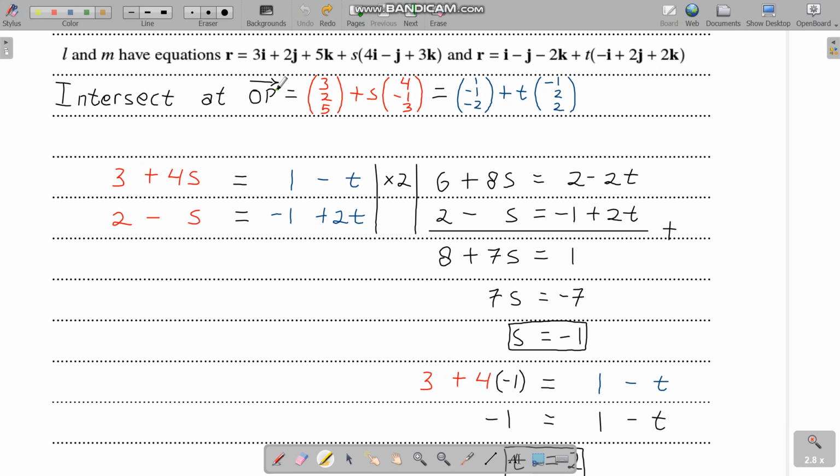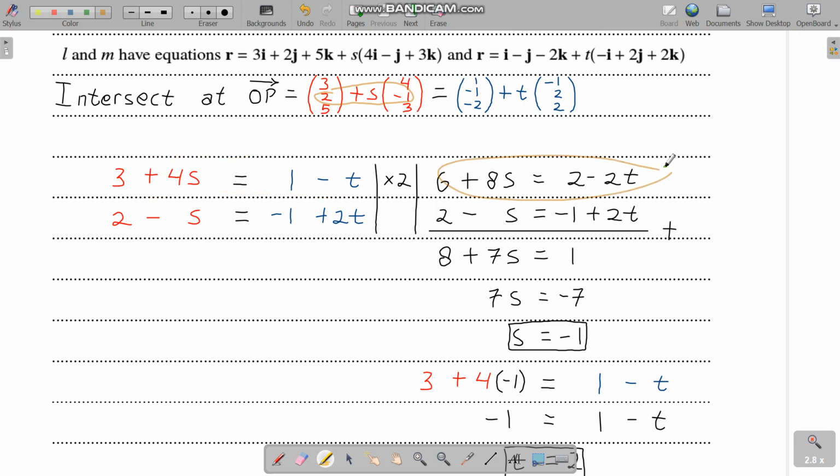So we make 3 equations, one from each component. From the x component we have 3 plus 4s on the left, and on the right we have 1 minus t. From the y component we have 2 minus s, and on the right -1 plus 2t. We can just use these 2 equations, substituting and eliminating to find the values of s and t. Here we are eliminating: we multiply the first equation by 2, so we get 6, 8s, 2, -2t.